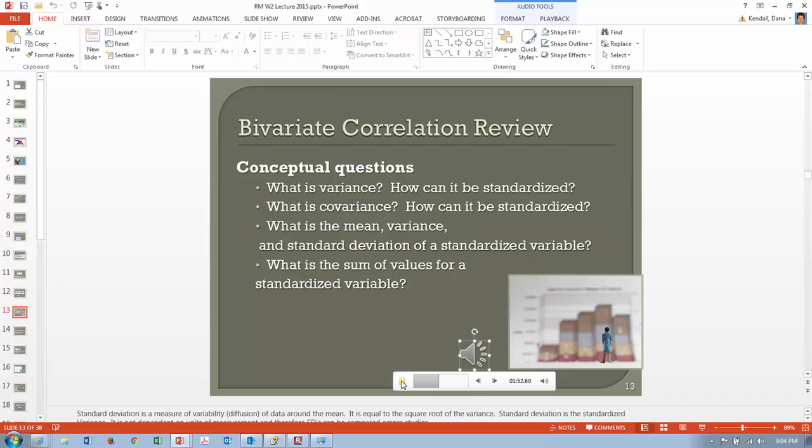comparisons. Covariance, remember, is an index of the strength of the association between two variables, and we standardize that by dividing by the product of the standard deviation of x and y. And so we would make the correlation in that case. So remember, correlation is just a covariance that's standardized. Covariances we can't compare across studies, but correlations we can.